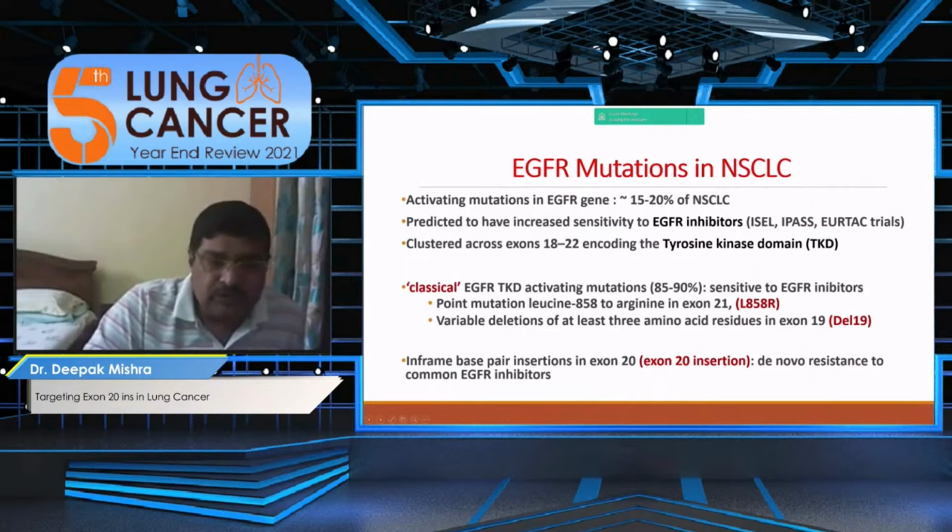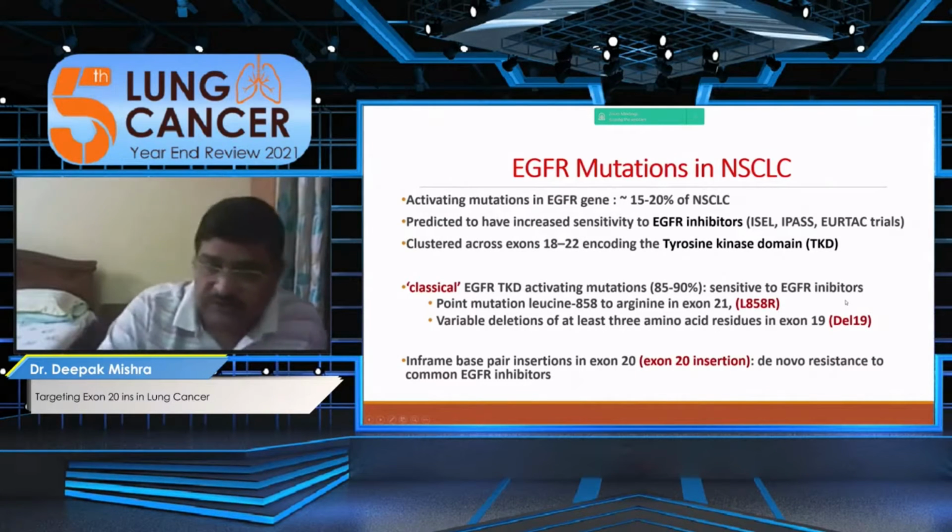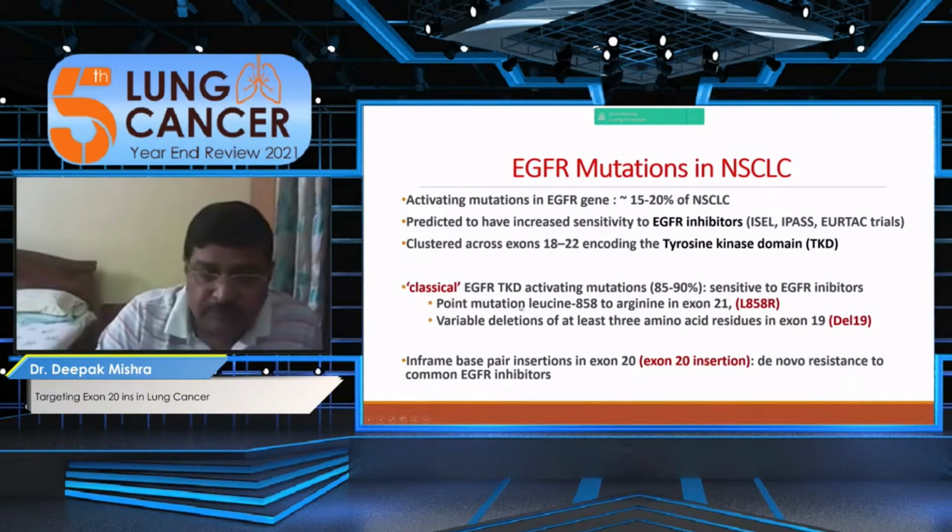And these mutations are usually clustered around 4 exons, that is 18, 19, 20, and 21, which encode for the tyrosine kinase domain. There are some classical mutations and some non-classical mutations. The classical EGFR tyrosine kinase domain activating mutations, which are seen in approximately 85 to 90% of patients, are sensitive to the EGFR inhibitors, and usually they are point mutations like L858R in exon 21, and there are variable deletions of at least 3 amino acid residues on exon 19. Del19 is the most common mutation seen, followed by the L858R.